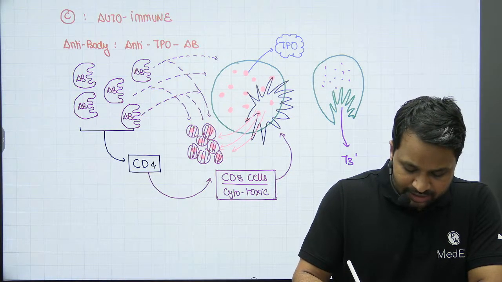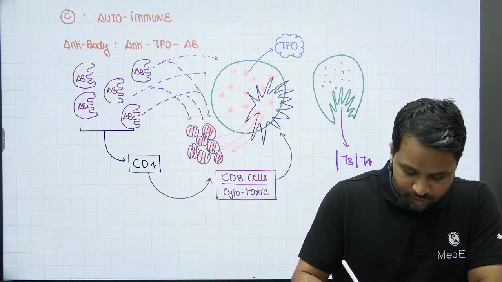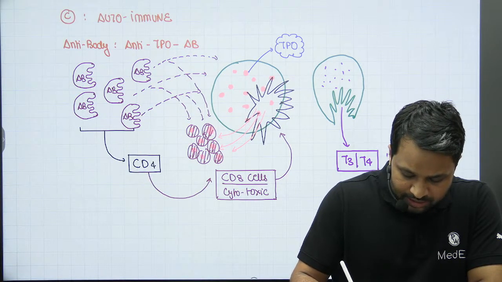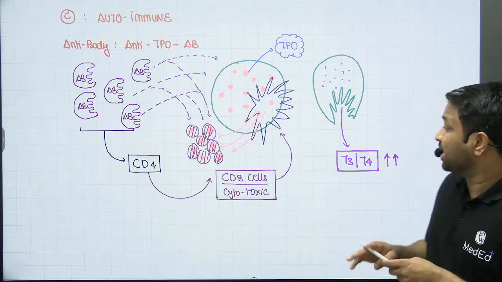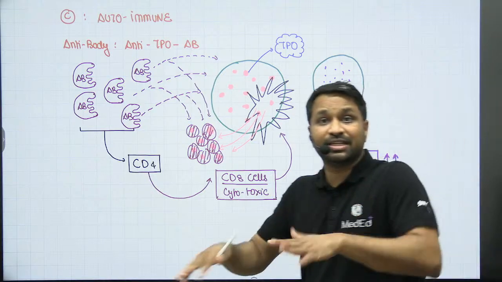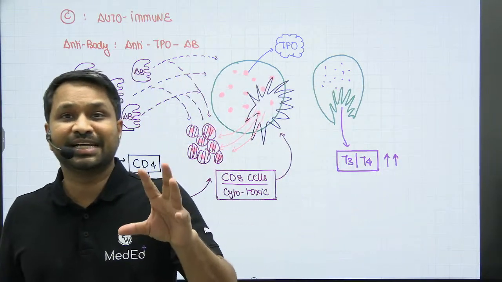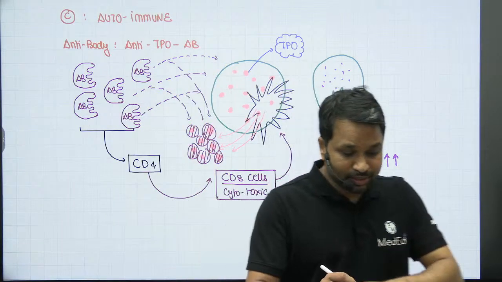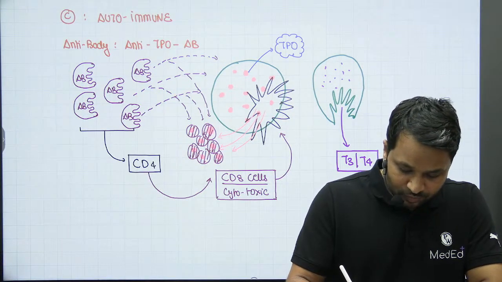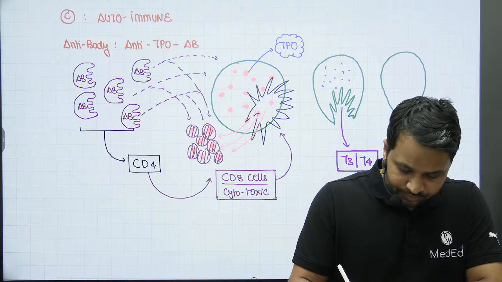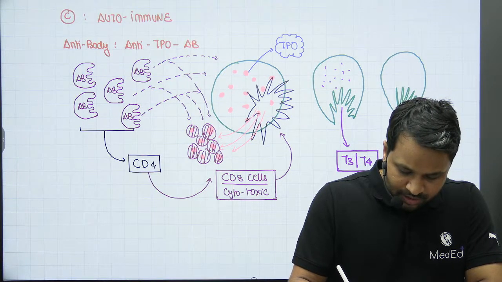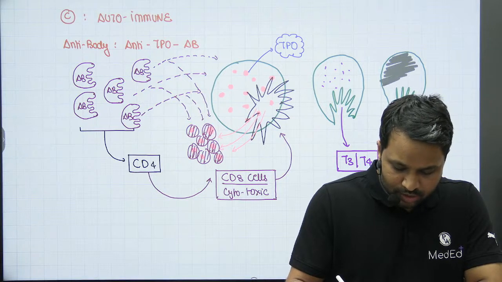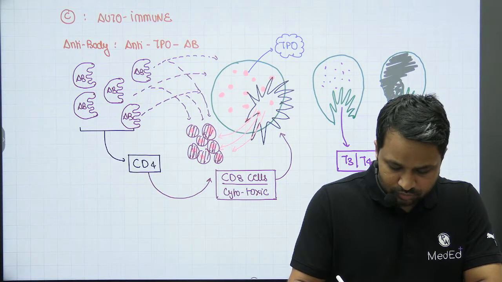That sudden release of T3, T4 because of the rupture of the follicle will cause a sudden increase in T3, T4 circulation. So this sudden release of T3, T4 into the circulation will result in a hyperthyroid status. So there will be a transient hyperthyroid phase, but eventually what is going to happen? Eventually this follicle which is ruptured is now going to get fibrosed. So this follicle is going to die off.